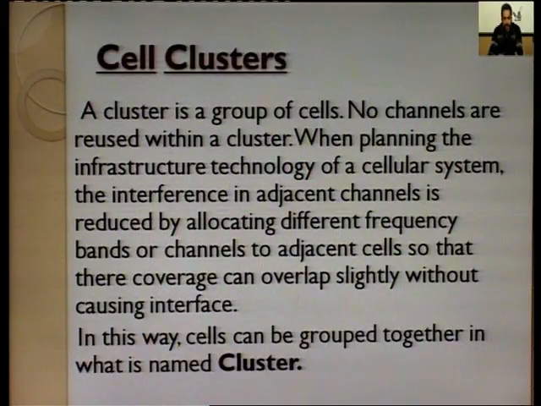The interference in adjacent channels is reduced by allocating different frequency bands or channels to the adjacent cells, so that their coverage can overlap slightly without causing interference. So, in the cluster, the adjacent cells have different frequency bands, meaning the channels in the adjacent cells are allotted different frequencies, so that there will be less adjacent channel interference.